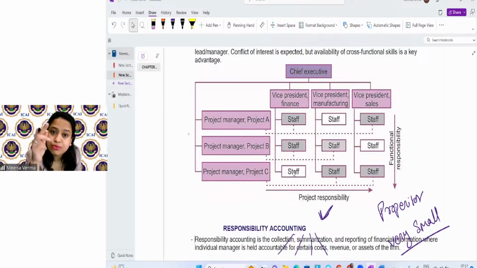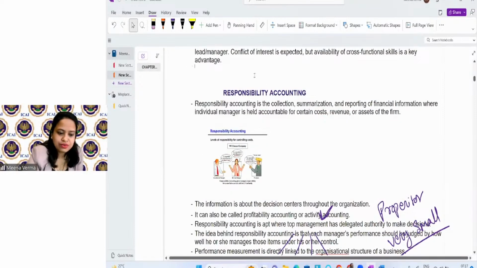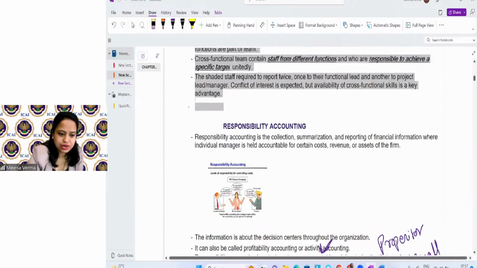Because if you make the structure in this way, coordination will be easy, and role, responsibility and authority will be easy to define. And what will happen? It will help the organization make the best use of their resources. Okay, we have done this. This will give you different structures of the organization.